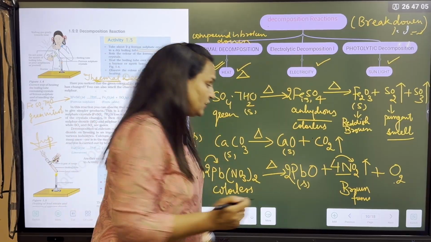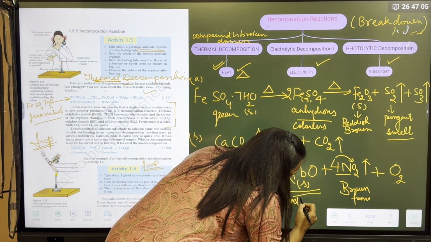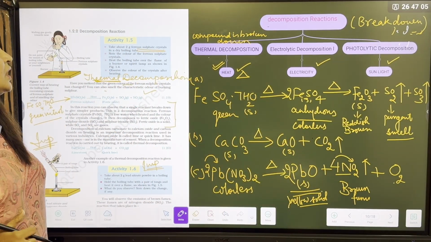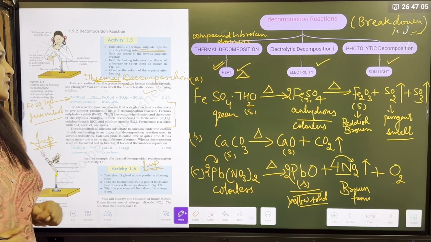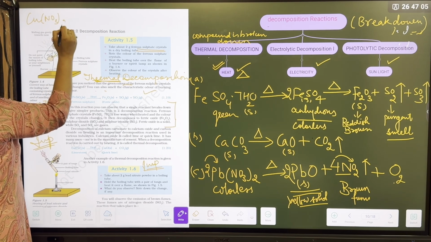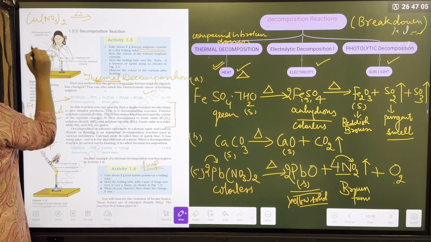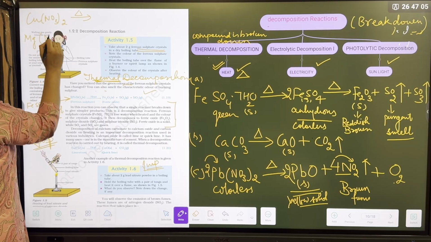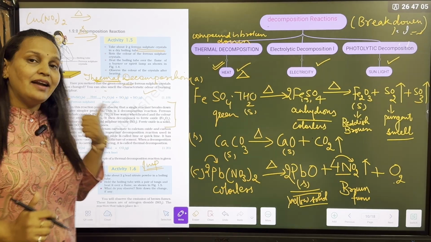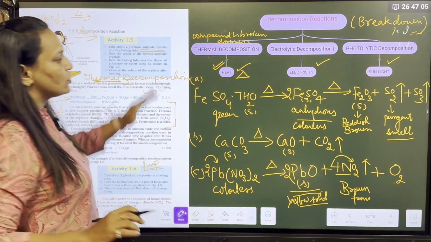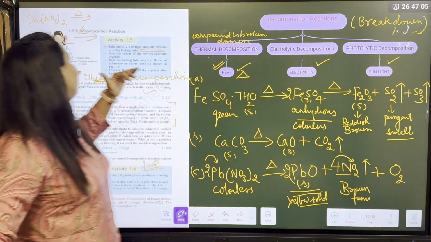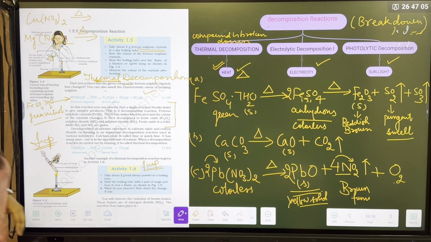And what is the second observation? This is a yellow solid. Very easy. Now I am giving you two questions you have to do yourself. What will happen if copper nitrate crystals are heated? And second, magnesium nitrate crystals are heated. It is the same as lead nitrate, but I have changed the metal: copper nitrate and magnesium nitrate. Please complete. So this is all about thermal decomposition: green vitriol, calcium carbonate, lead nitrate, copper nitrate, magnesium nitrate.